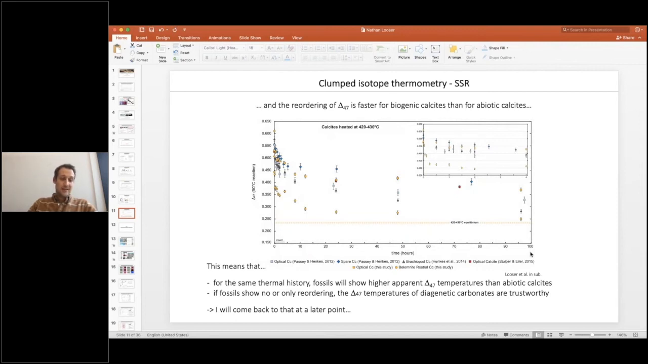And it also means that if fossils show no or only very little reordering, the delta 47 temperature of diagenetic carbonates is trustworthy. So we can use fossils in a burial history to check for solid-state reordering. And I will come back to that at a later point.